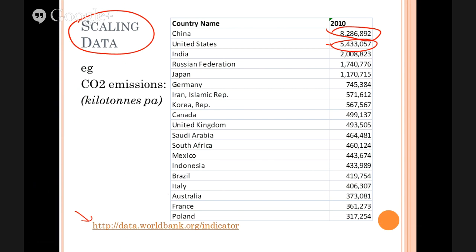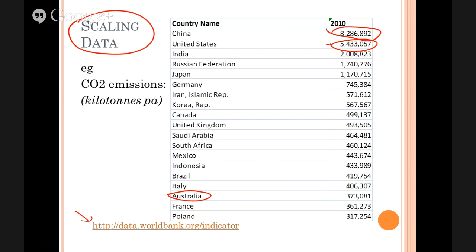Where's Australia? Here it is, somewhere down in the top 20. We're significant emitters, but not right up there with the biggest of the lot. So looking at that data, you'd have to say, well, the poor old Chinese are doing a pretty lousy job. They've got massive emissions. But don't forget, China also has about 1/6 of the world's population.